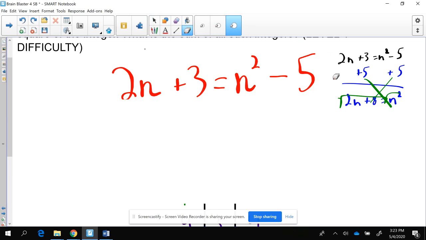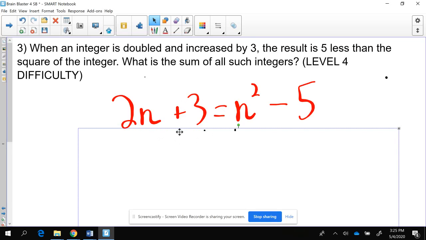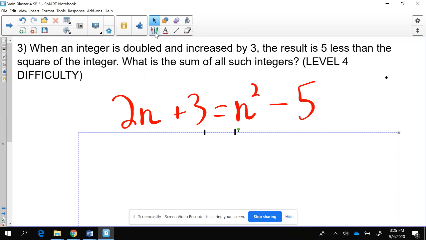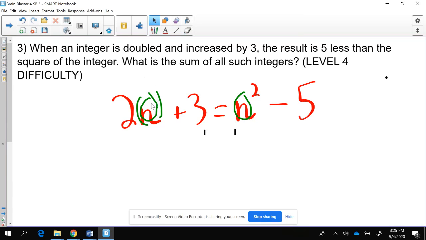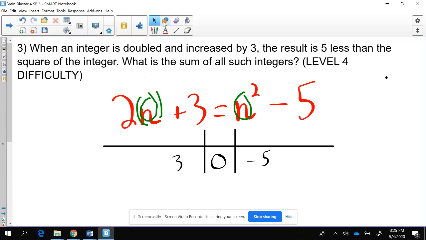And what I'd like you to do is, if all else fails, you can start plugging in some numbers on both sides. So the very first number I want you to choose is, how about the number 0. Plug in a 0 on this side, and you can do this in your head. 0 times 2 is 0, plus 3 would be 3 on this side. And you get 3 on this side and you get negative 5 on this side. It's not going to be equal on both sides.